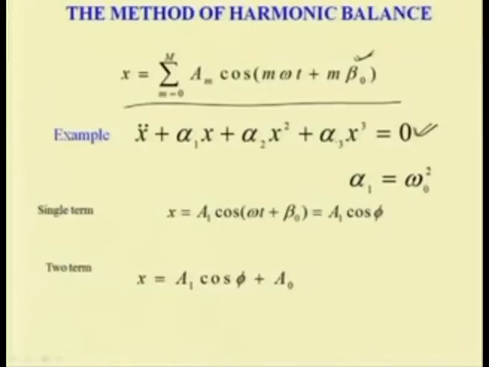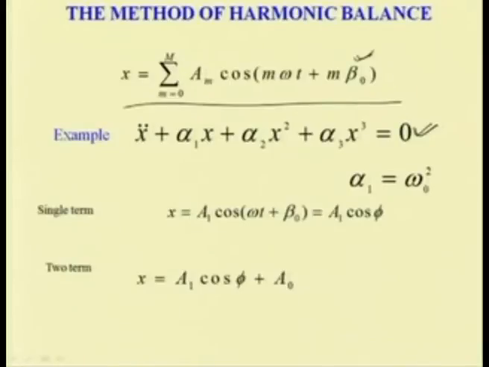So, one can take a single term or two terms or multiple terms, depending on the complexity of the problem. Last time we have shown that depending on the number of terms, the accuracy of the solution can be achieved. So, by taking a single term, that is x equal to a 1 cos phi, or by taking two terms, a 1 cos phi plus a 0, or taking three terms, that is a 0 plus a 1 cos phi plus a 2 cos 2 phi, one can find the solution of this equation.